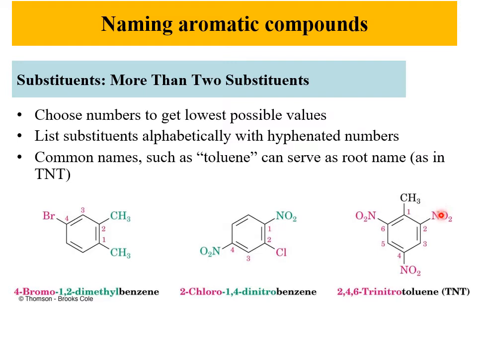The third example here, the parent is toluene, whereby a benzene is attached to CH3. So we can use toluene as a common name. In toluene, there are three substituents located at carbon number 2, 4, and 6. So we can name it 2,4,6-trinitrotoluene.